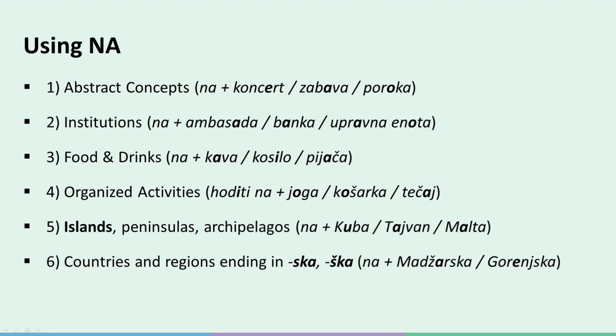With countries and regions that end in ska or shka, always use na. To go to Hungary is iti na Mađarsko, and to go to Gorenska is iti na Gorensko.